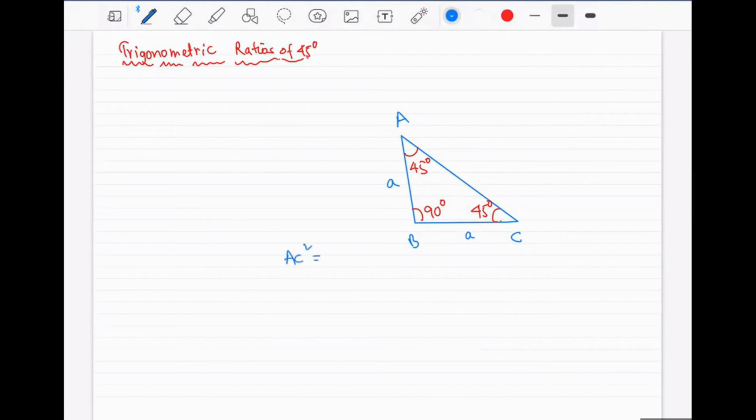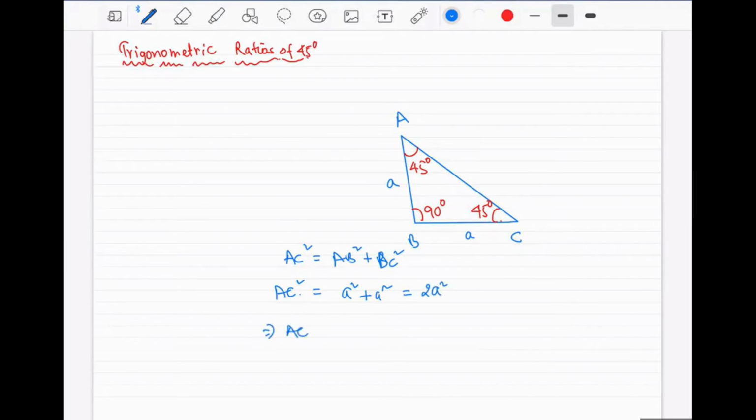Pythagoras theorem will look like this: hypotenuse square is equal to the sum of the squares of the two remaining sides. The length of AB, we have taken it as A. Length of BC, we have taken it as A also. Why are we making these two equal? Because these two angles are equal. So this is A square, this is also A square. If I add A square and A square, I am supposed to get twice A square, right?